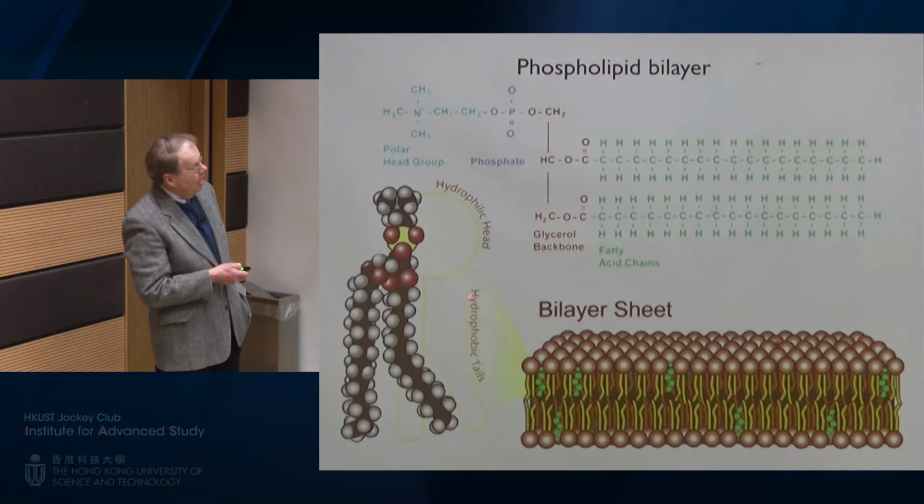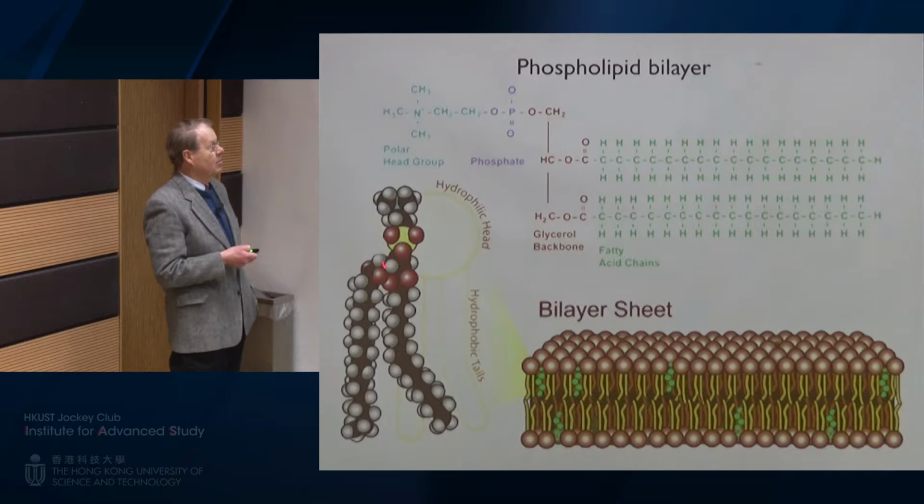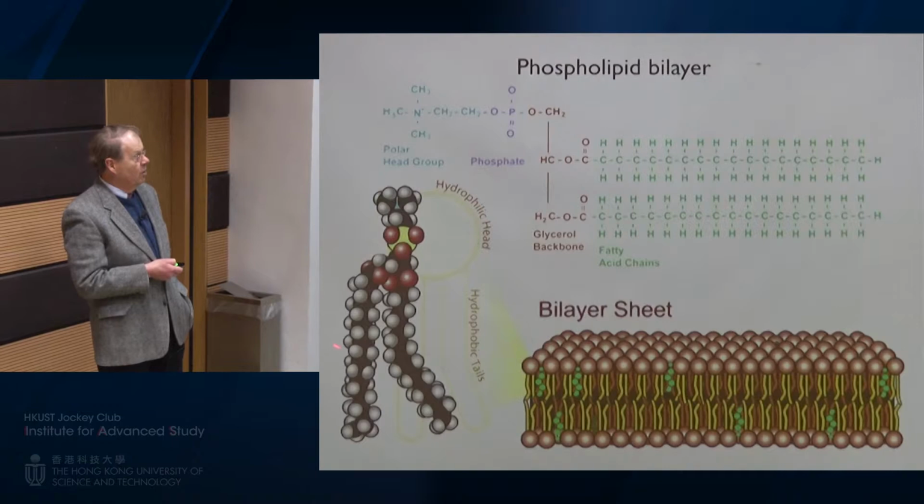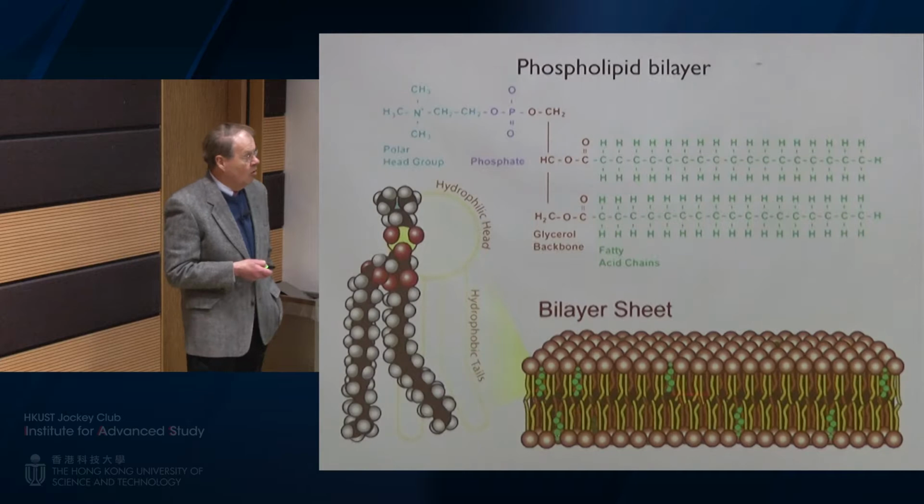So you've got molecules that are sort of ambivalent. They don't know whether they want to be in water or they want to be in hydrocarbon. In fact, part of it wants to be in water and part of it wants to be as far away from water as it can get. And the strategy for doing that is they organize themselves in the following way.